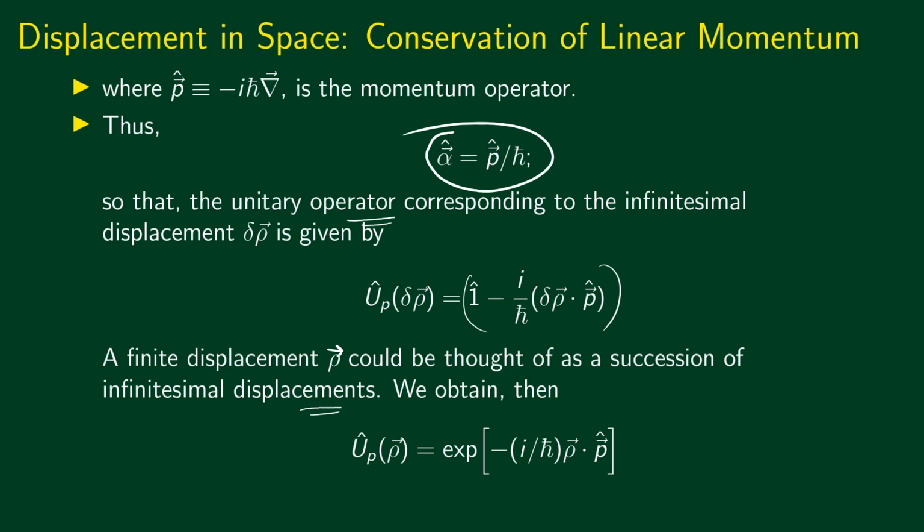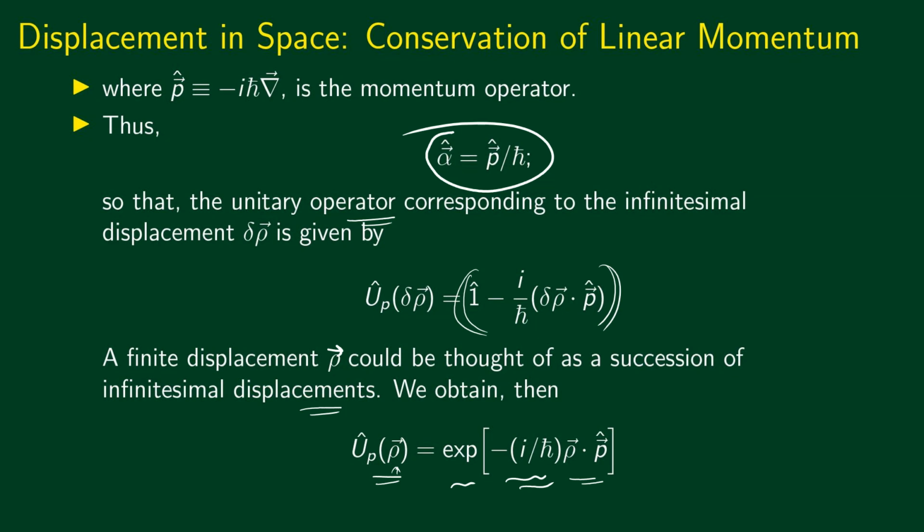And we have already seen this calculation in the first chapter. If you combine an infinite number of infinitesimal translations like this, if you multiply an infinite number of infinitesimal translations like this, you get the exponential. All right. So we can write the unitary operator corresponding to a finite translation rho vector as exponential of minus i divided by h bar, rho vector dot p vector hat.